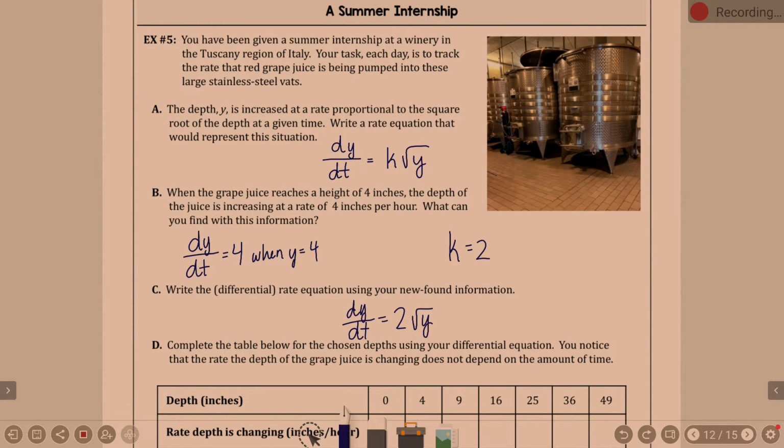Okay, we were talking about the grape juice, the red grape juice in these stainless steel vats in the Tuscany region of Italy. Yes? Okay, really we were just talking about this differential problem. So I rewrote this stuff up here. That way we have this information in front of you.